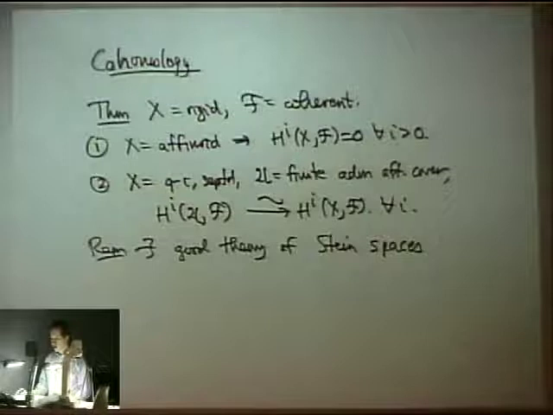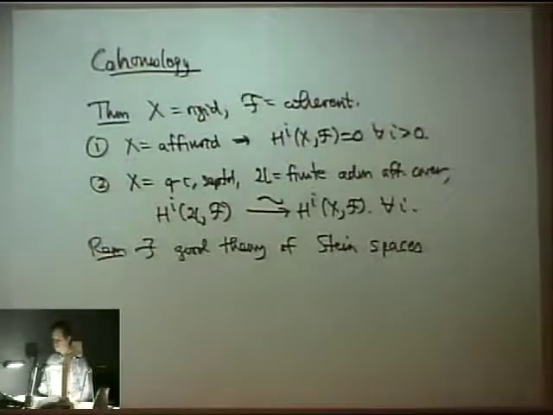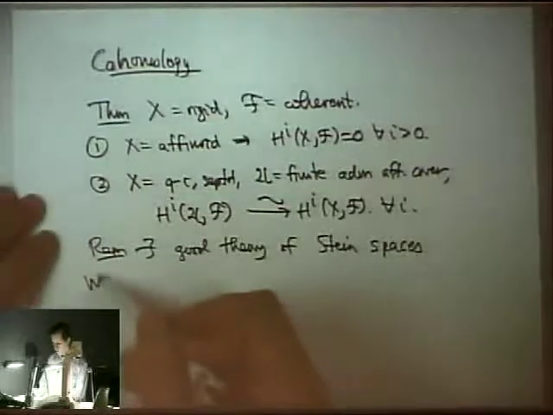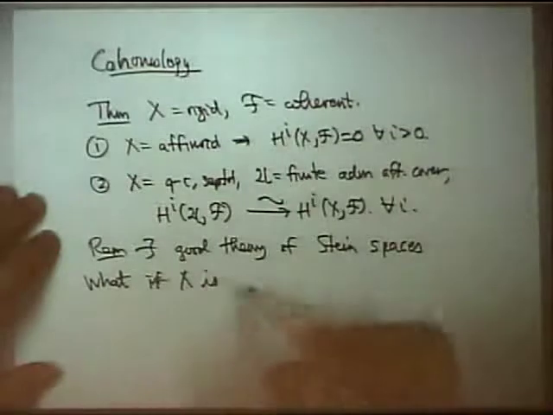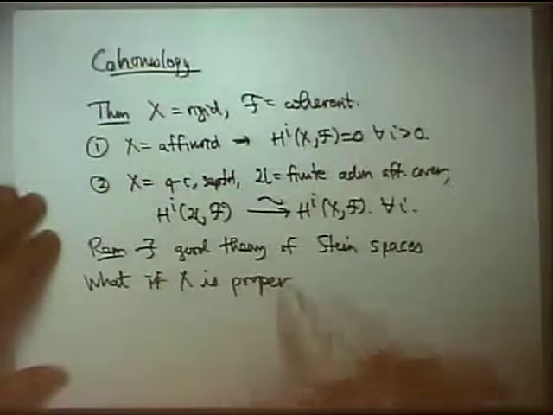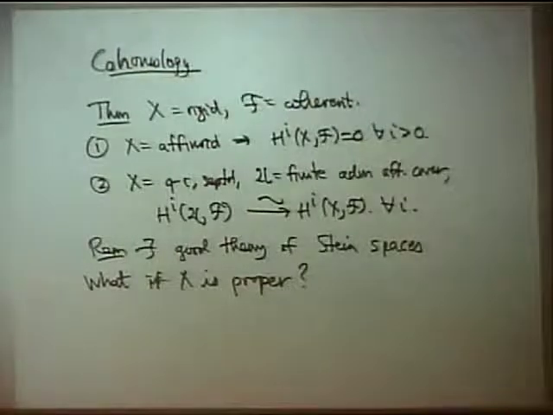In any event, cohomology is almost as computable in the rigid analytic case as it is in algebraic geometry. That said, one would like not just vanishing theorems, but also finiteness theorems. And in particular, you might wonder, what if X is proper? Then, of course, you're immediately wondering what proper even means. So can we say something about the cohomology of coherent sheaves on a proper rigid space?